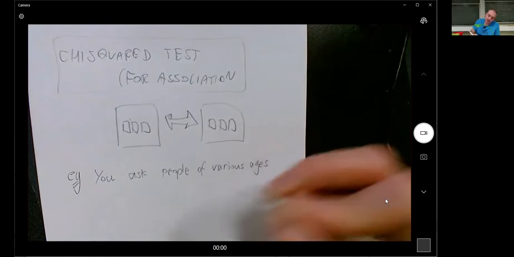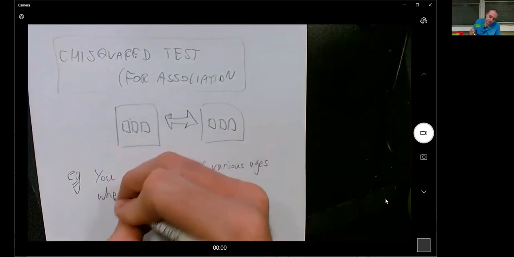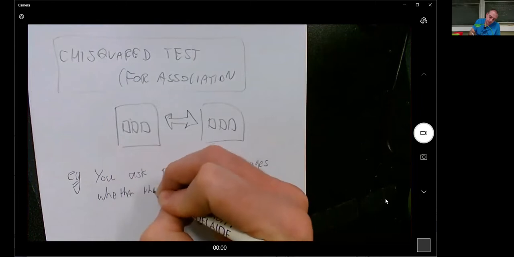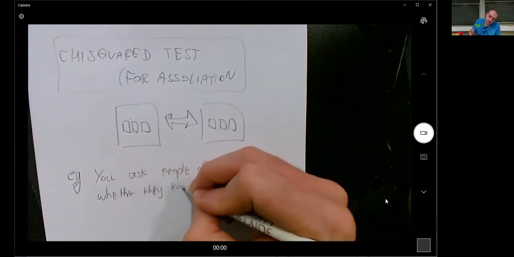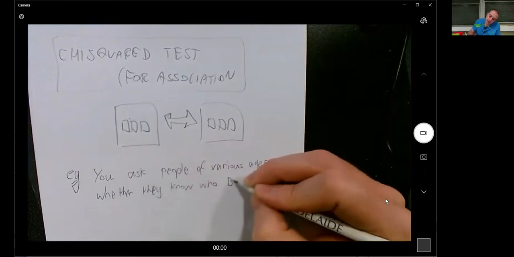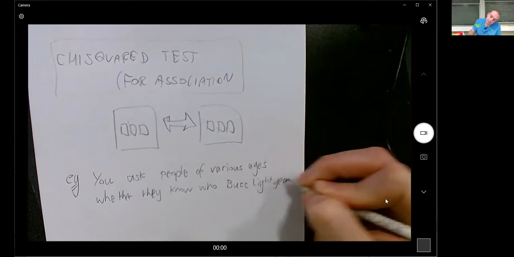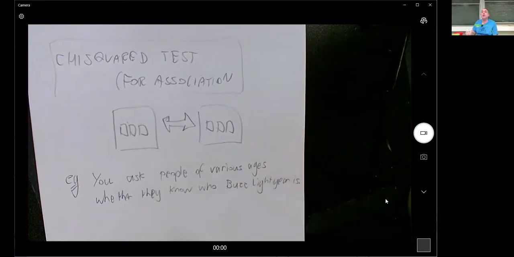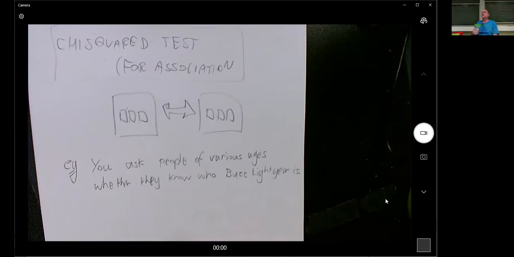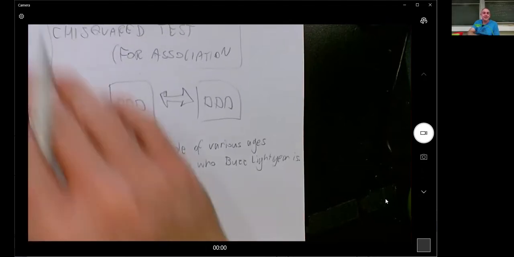You ask people of various ages whether they know who Buzz Lightyear is. And I say this because I watched Toy Story 4 for the first time yesterday, so it's on my mind. He was all right. It wasn't nearly as good as any of the other ones. But Buzz Lightyear's inner voice storyline was great. I liked it very much. But moving on, you ask people of various ages whether they know who Buzz Lightyear is.